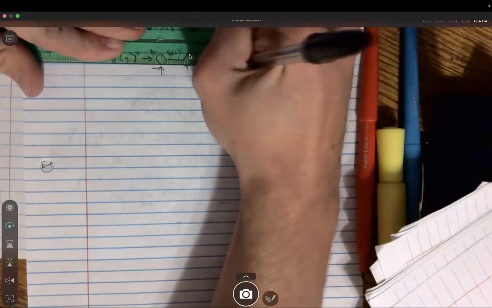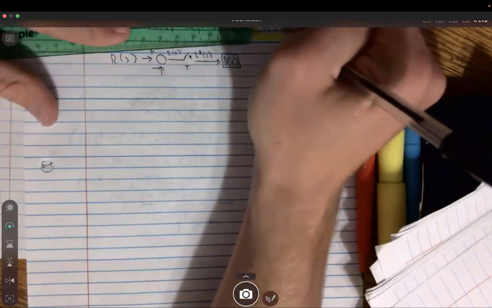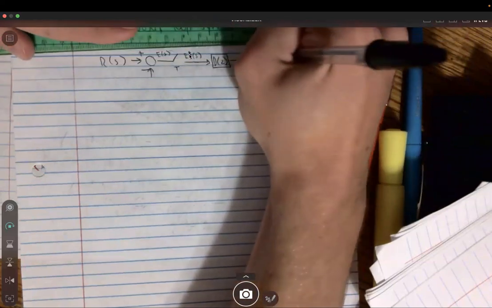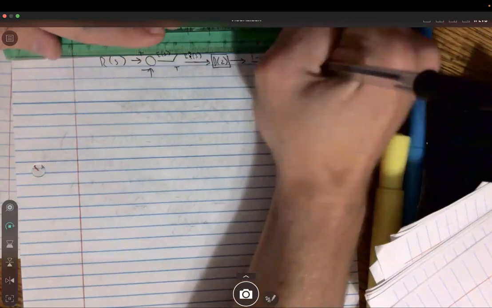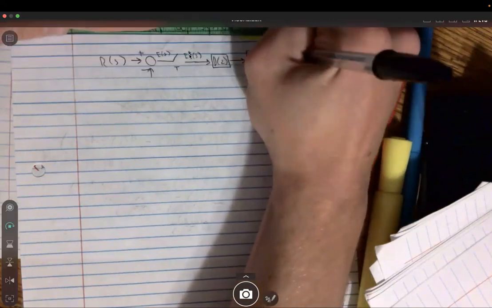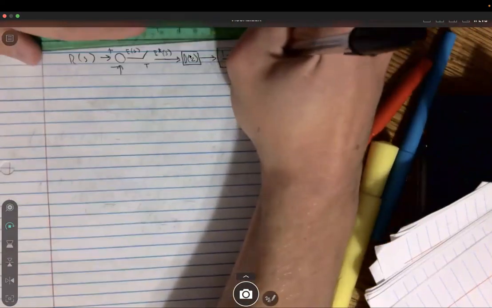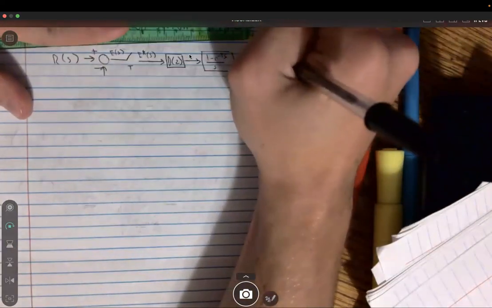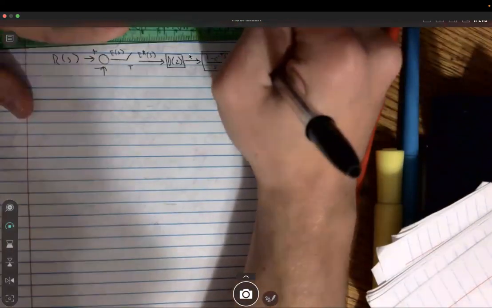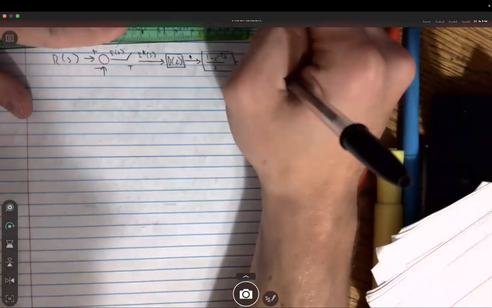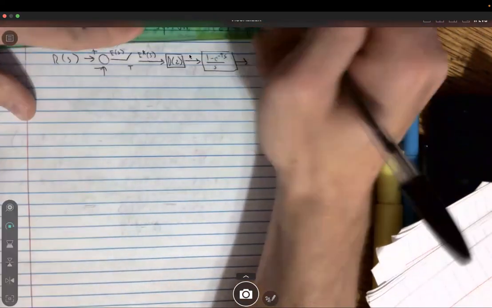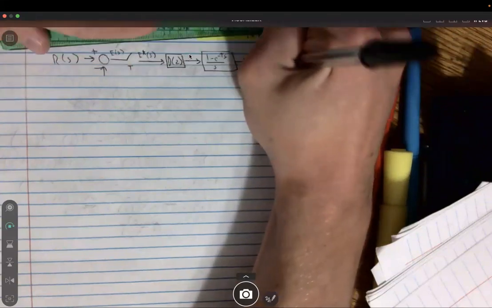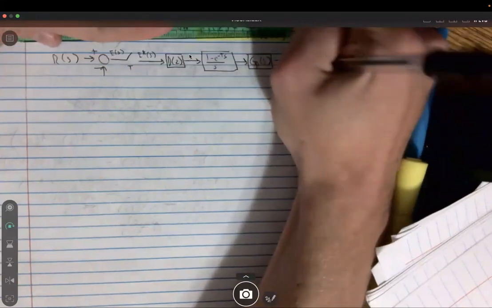So I like to represent it with DZ. So here I'm going to write DZ. Then we're going to go through to our zero order hold, so 1 minus e to the negative Ts all over s. Then we're going to go through to our plant transfer function, which is just going to be GP of s. The GP of s is not going to be defined for this specific example, so it's just GP of s. Then it's going to go through to our output, C of s.